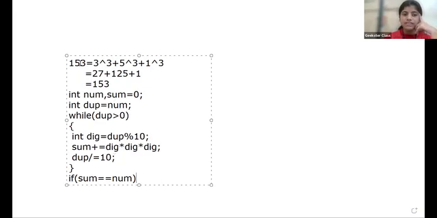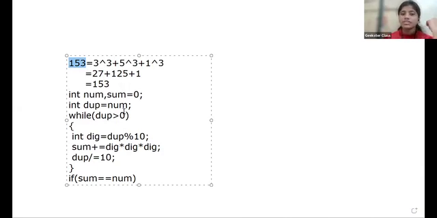उसके बाद वी हैव टू एक्सट्रैक्ट 5. So how will we be able to extract 5? Can you extract 5 using the same number? No. You have to divide it first by 10. Now the number becomes 15, right? If you divide 153 by 10, integer division, then it will give you 15, right?